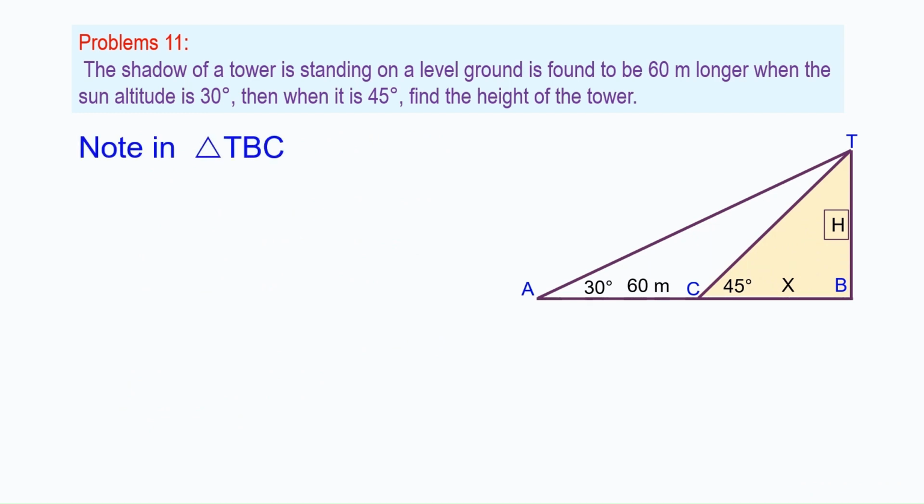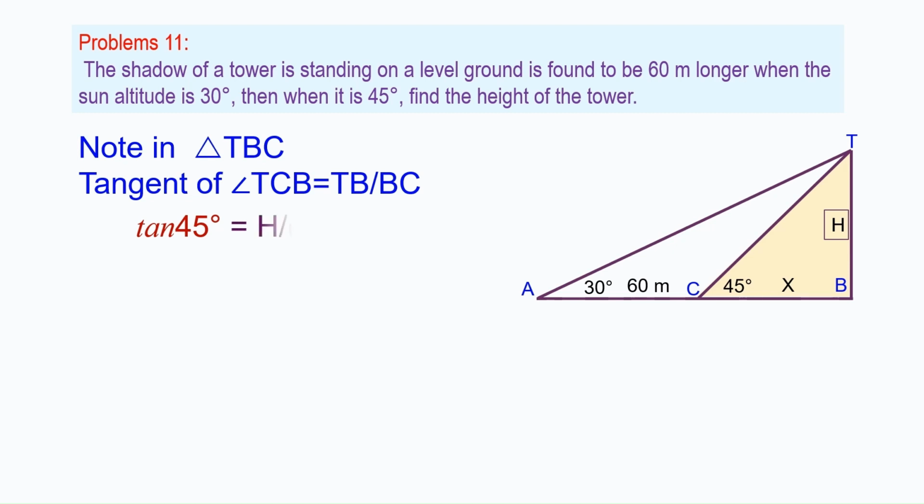In the triangle TBC, tangent of the angle TCB equals TB divided by BC, or tangent of 45 degrees equals h divided by x. As tangent of 45 degrees equals 1, we have x equals h.